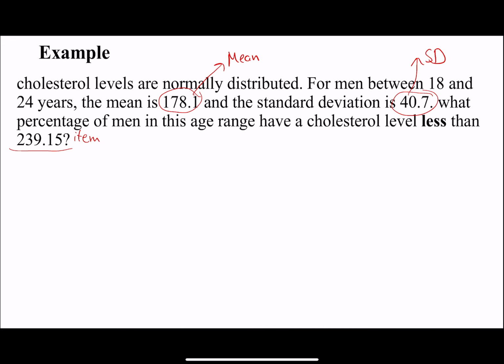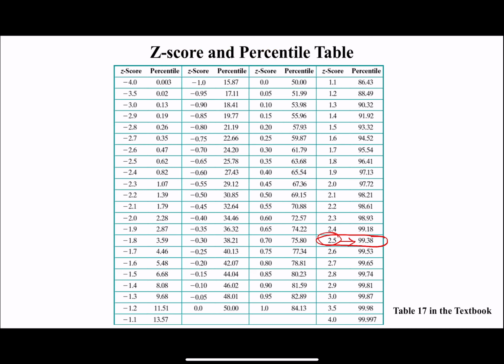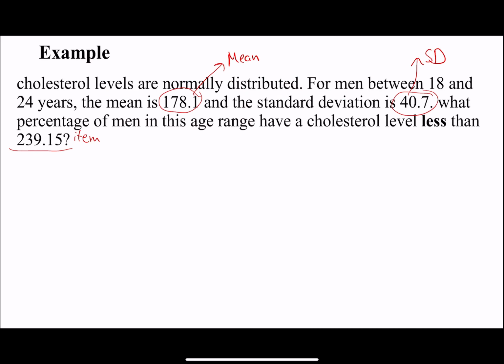So first of all, find the z-score. When you have the z-score, use this table and find the percentile. I give you around 1 minute. Okay, if you need more time, then you can pause the video.